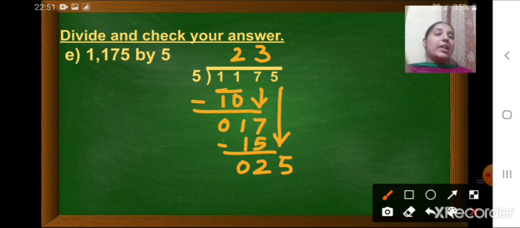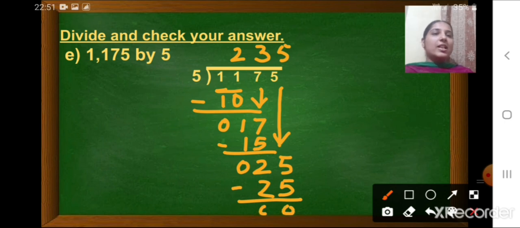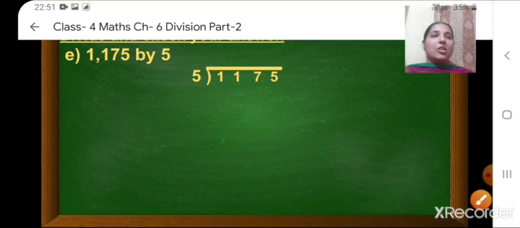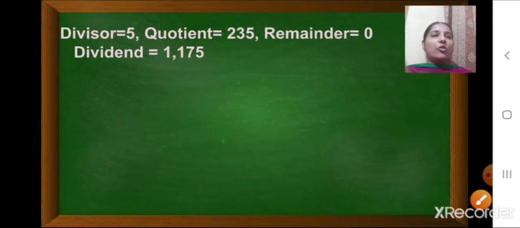So we'll bring down the next digit, which is 5 here. 5 how many times will give us 25? 5 5 times. So 5 5s are 25. So what will we get, children? 0, isn't it? Because 5 minus 5 is 0, 2 minus 2 is again 0. So what is the quotient obtained here? It's 235 and the remainder is 0 here. Now we have to check. So let's check. So you already know, to check what do we do?